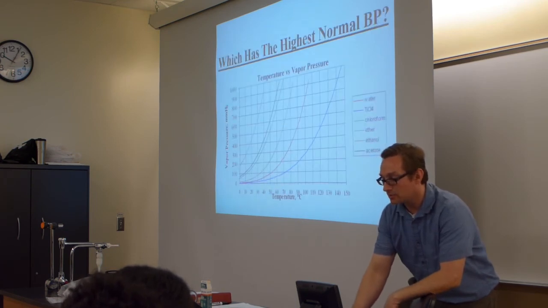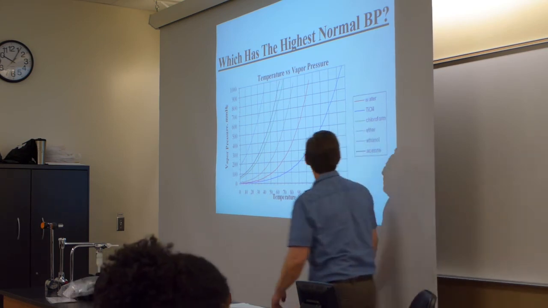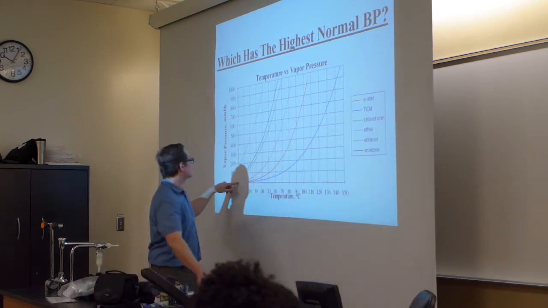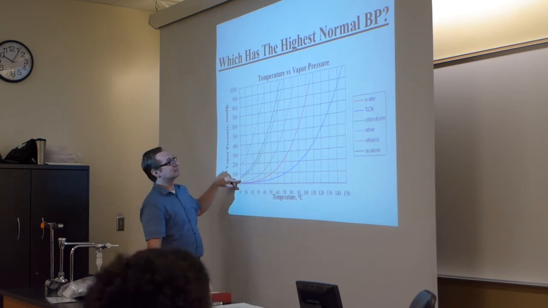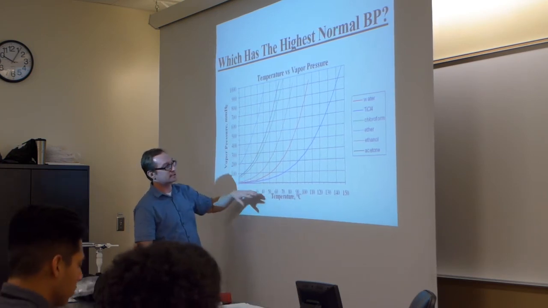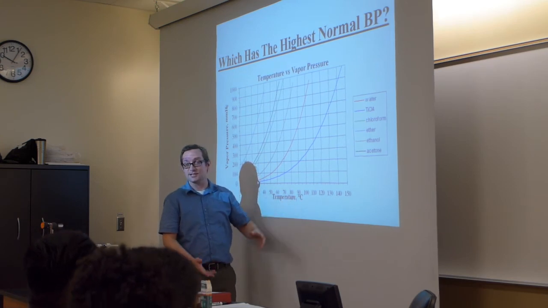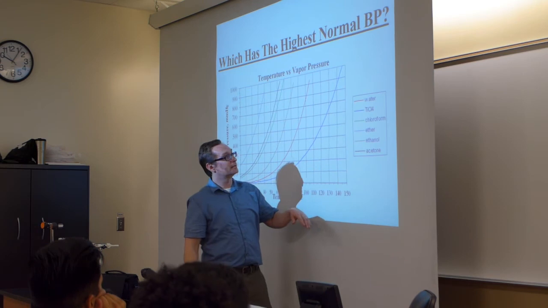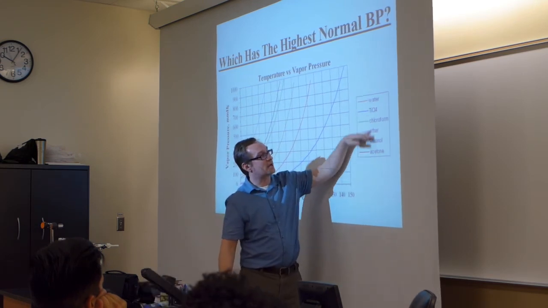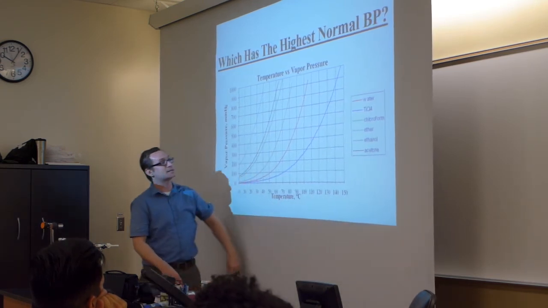Which has the highest normal boiling point of these? So you got different curves. This is vapor pressure as a function of temperature. Notice how the vapor pressure increases as you heat up the liquid. That makes sense. You heat something up, it creates more vapor pressure above. So of these 6 compounds, what has the highest normal boiling point?